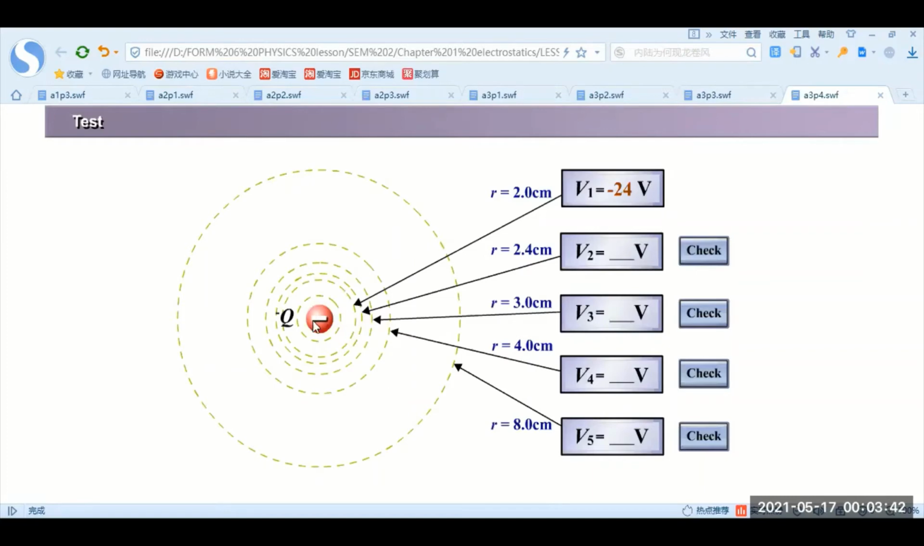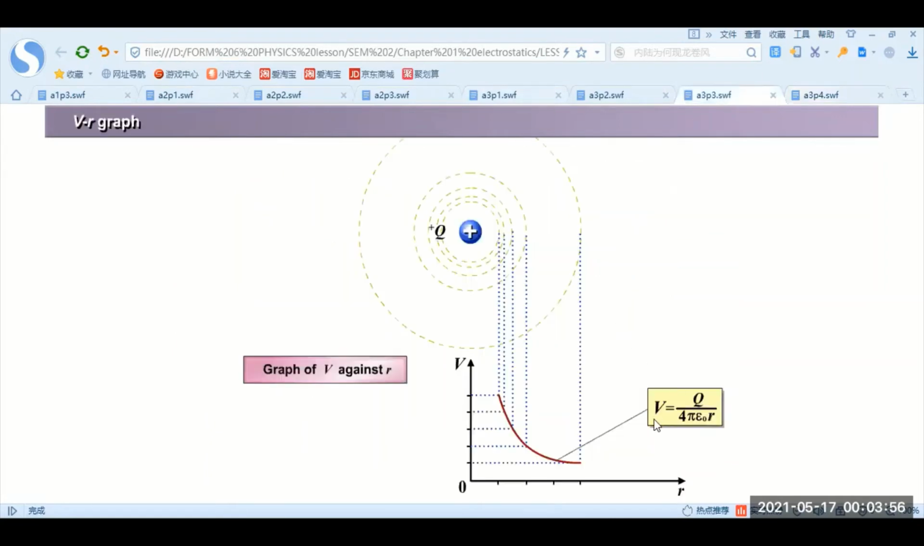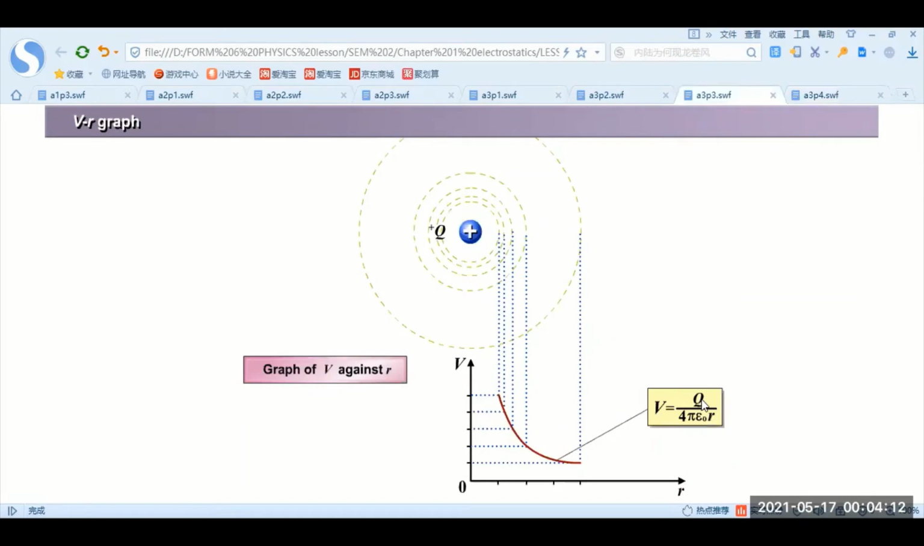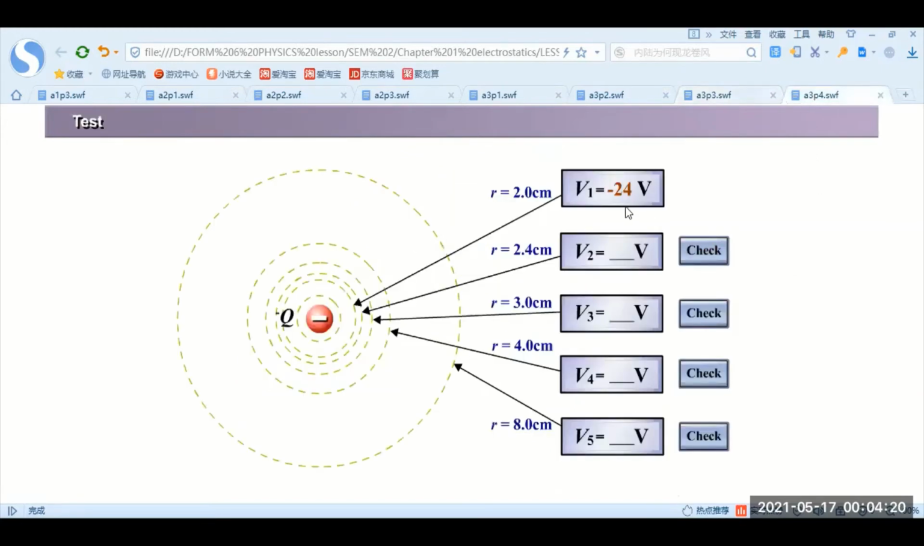Let's look at the negative charge. Negative charge means the V will be negative. For the positive charge, all of them are positive. Still remember, the formula is V equal to Q over 4 pi epsilon R. Now the difference is various R. R keeps on changing. So the negative 24 comes from the formula Q over 4 pi epsilon R, which is equal to negative 24.